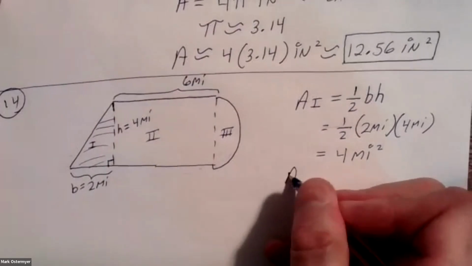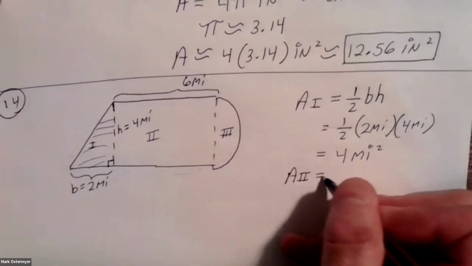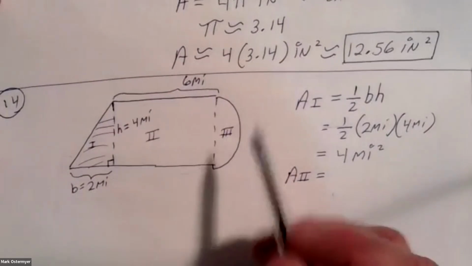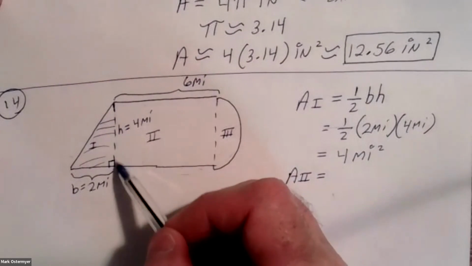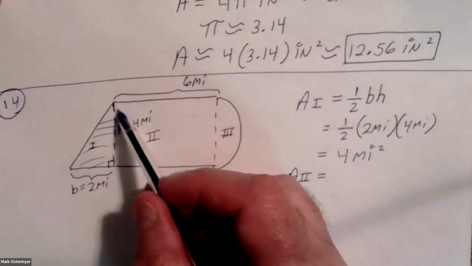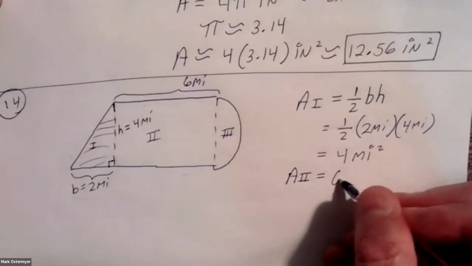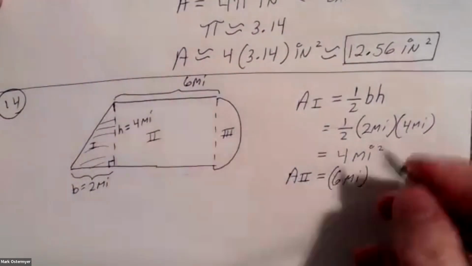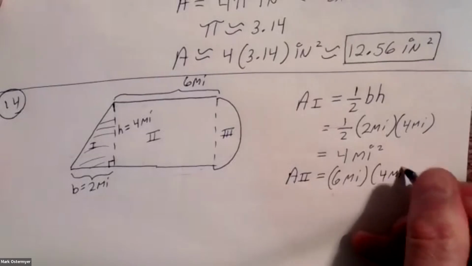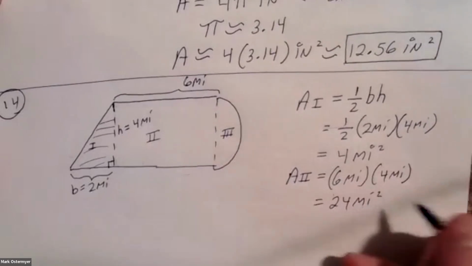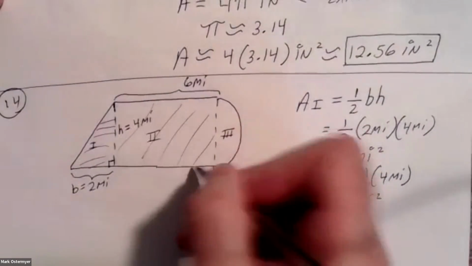Now we'll find the area of the rectangle. To find the area of the rectangle, we know here to here is 6 miles, and we know here to here is what? 4 miles. So to find the area of the rectangle, we take the length times the width. So it's going to be 6 miles multiplied by 4 miles. And that gives us 24 square miles for the area of the rectangle.